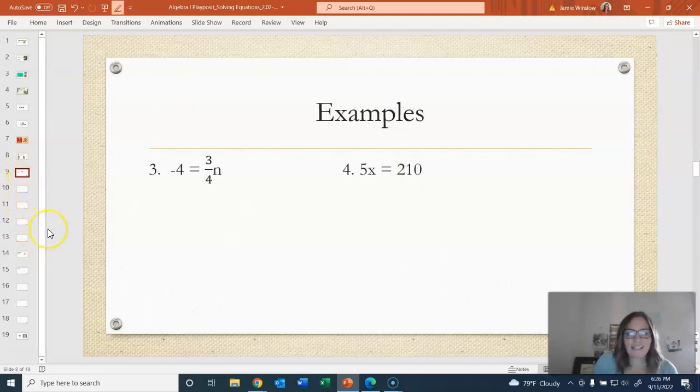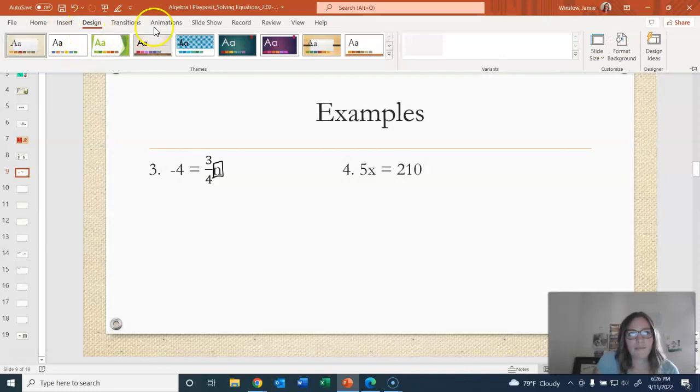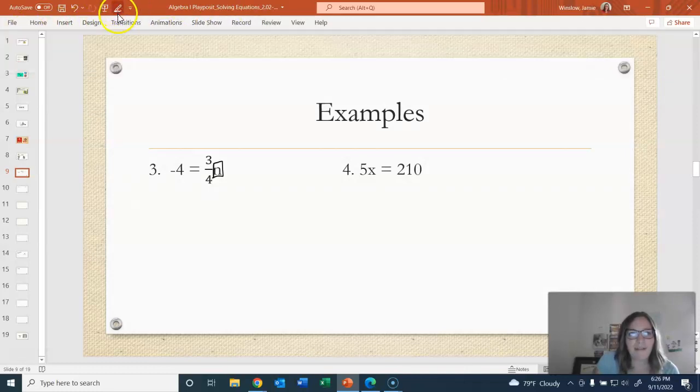All right, our next example. This time we see the variable, the letter, on the right-hand side. That's totally fine. Don't let it scare you. The goal is the same. We want to get the variable by itself. I really want a different color, but sometimes when I start to do stuff, I feel like I'm going to mess it up. I'm afraid.